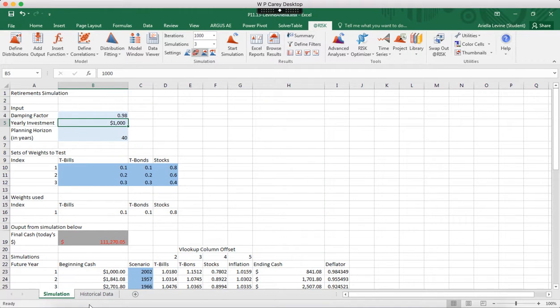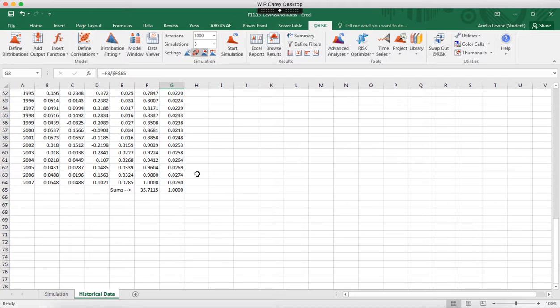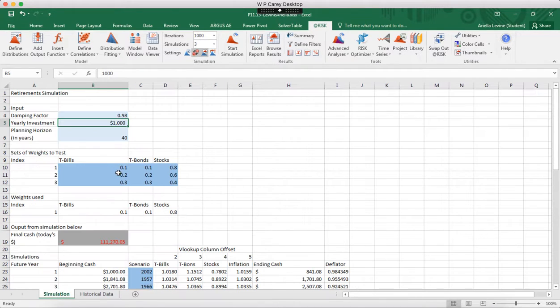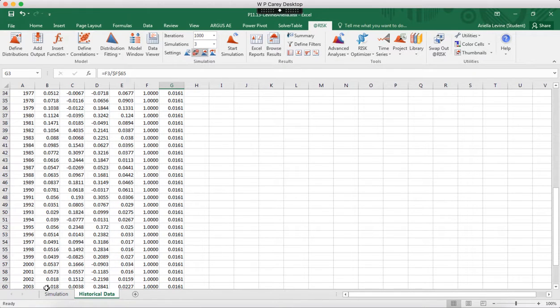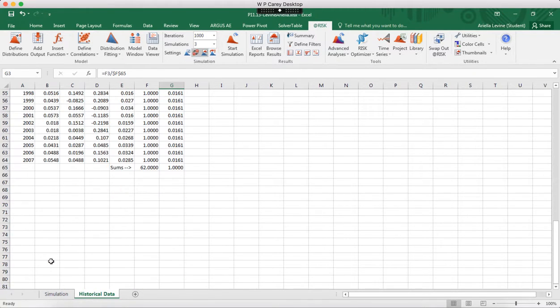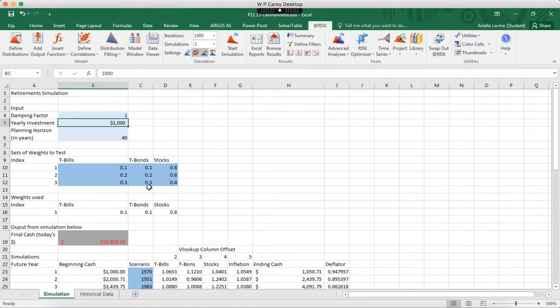And you see here on the historical data tab, the statistical likelihood of seeing each of these years changes as you change the damping factor, not the yearly investment. With 1.0, each year has an even likelihood of being pulled, the results being pulled, and us seeing that in our simulation model.